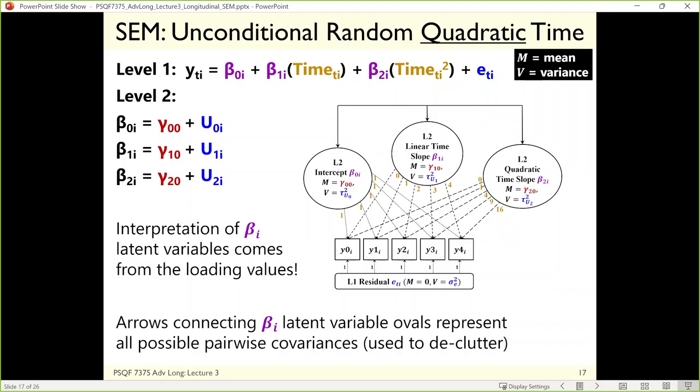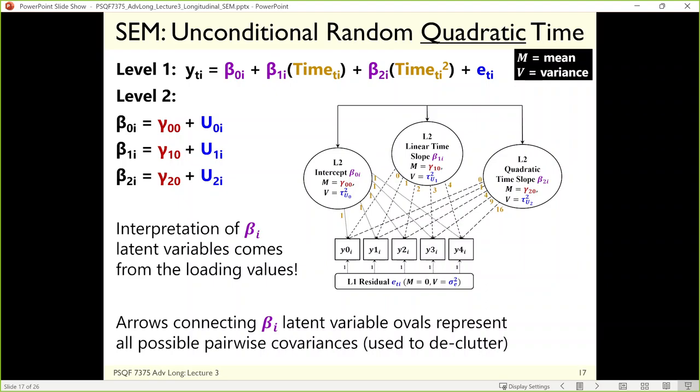This is a softball question. Where did those numbers come from? You squared them. Yay, I did. And that's how I know that that is supposed to be a quadratic change function, because I made it that way. So you are defining the loadings to mean what you want the variable to mean.